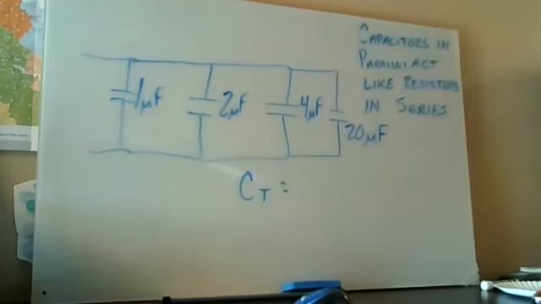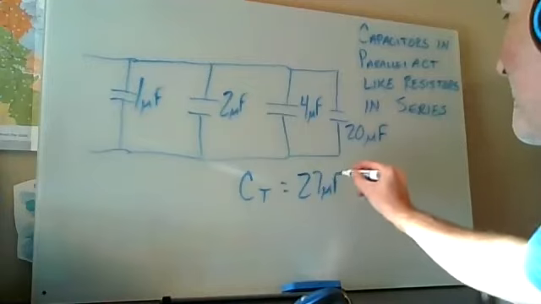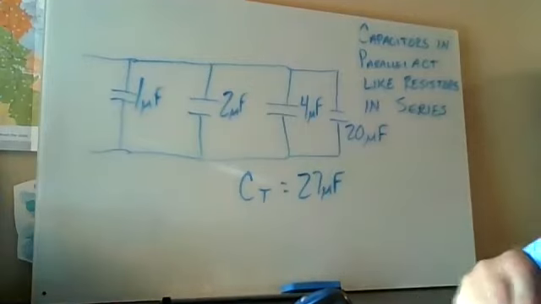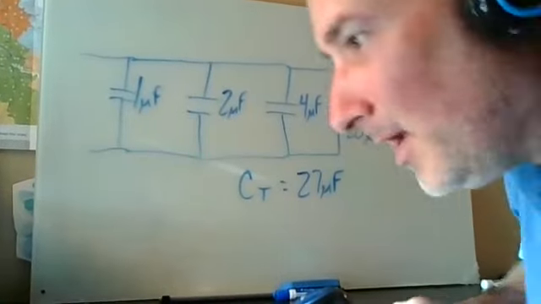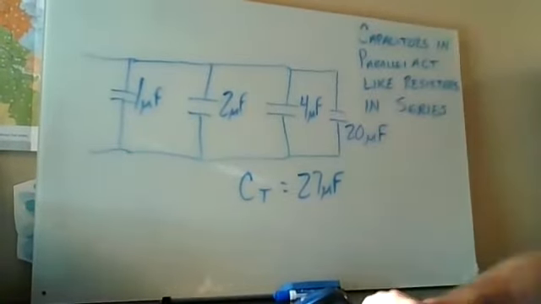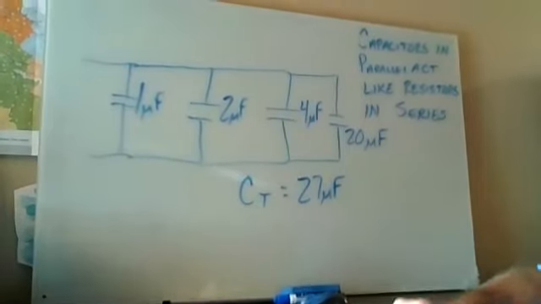What's C total? 27 microfarads. Oh my God, look at this guy. He's a freaking wizard. We gotta do his ad. 27 microfarads. So if they're in parallel, we just add them up. If they're in series, we must do them like resistors that are in parallel.